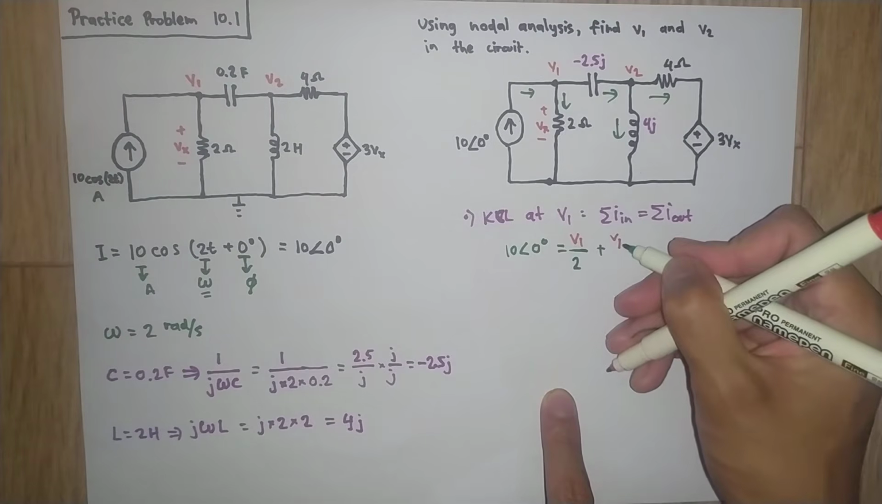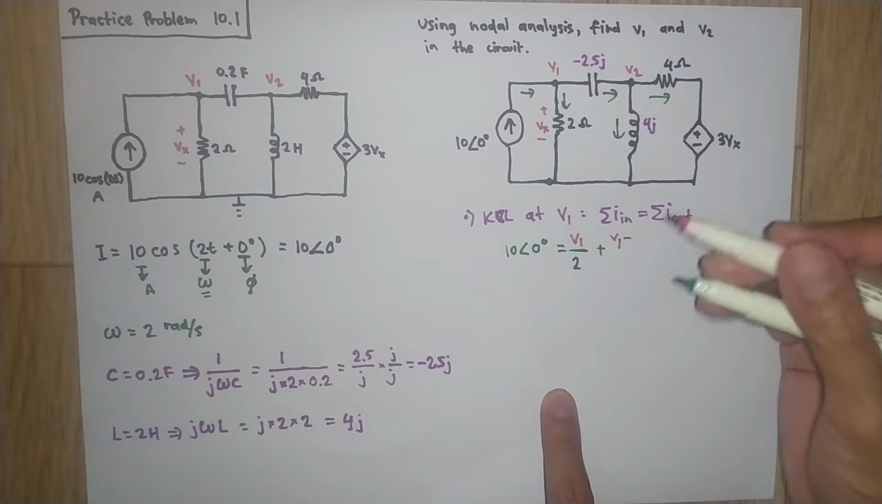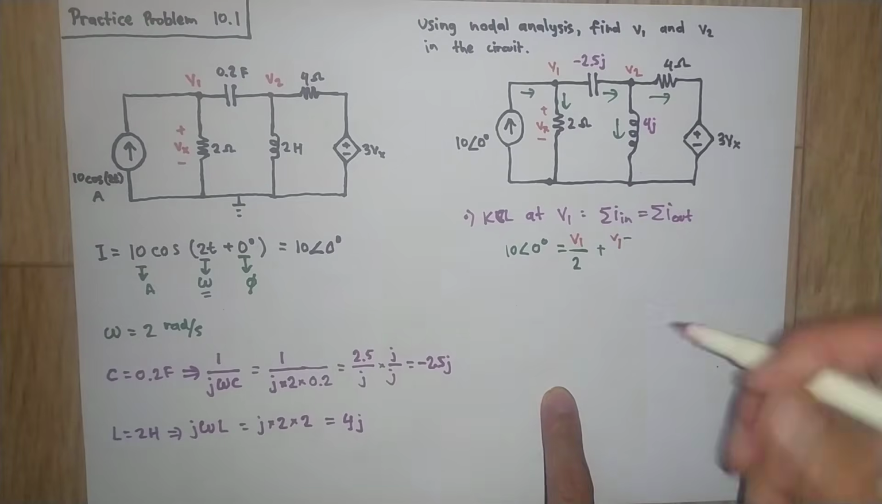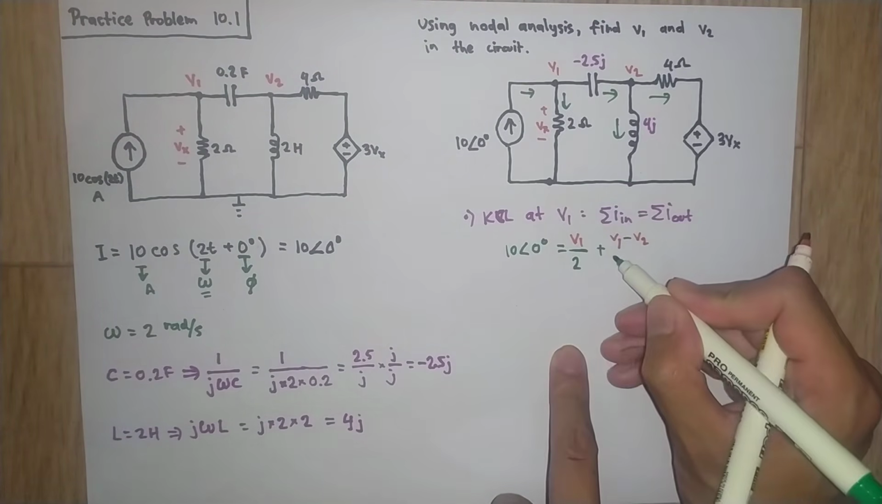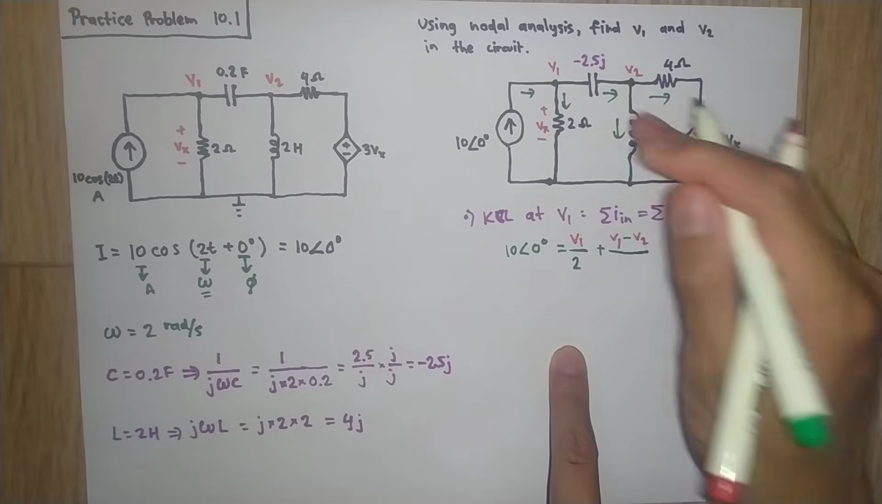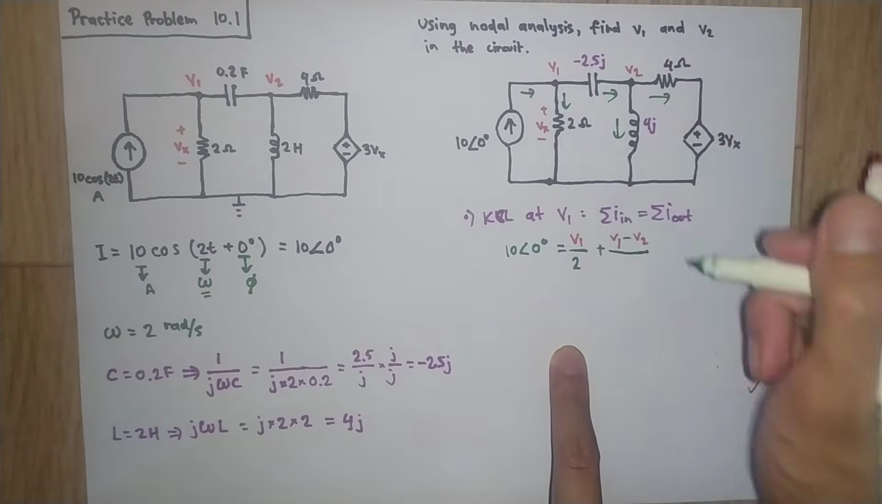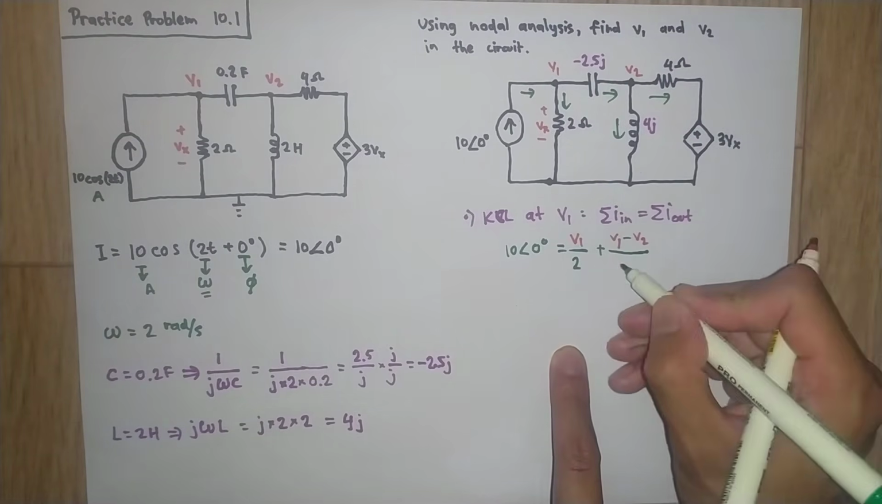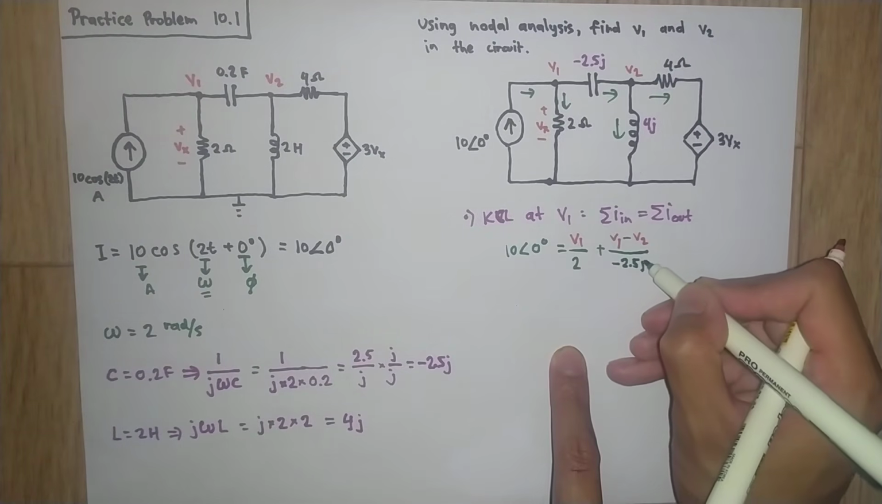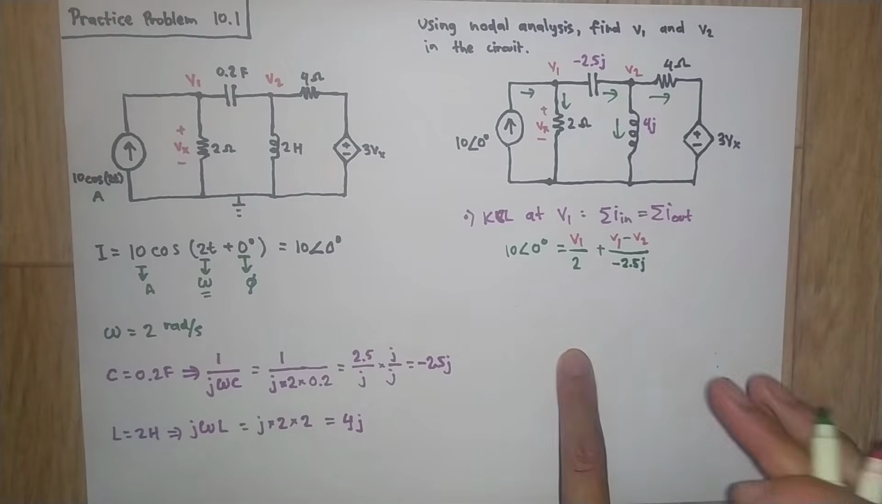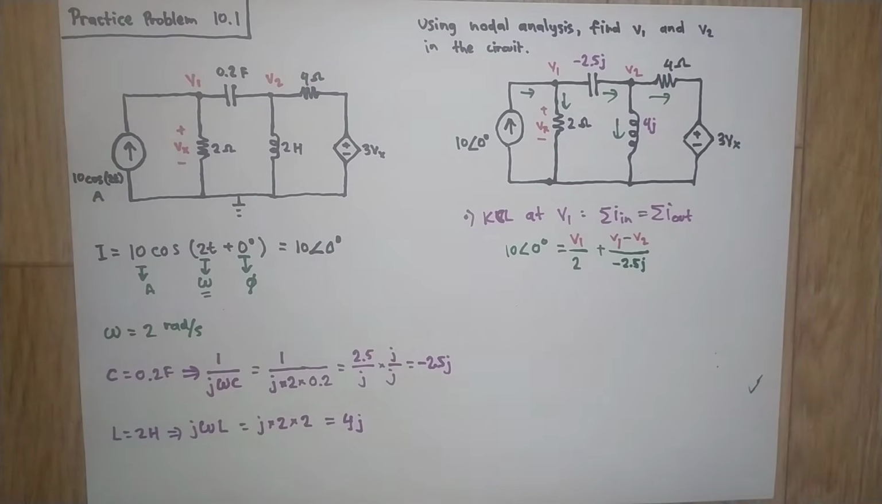V1 minus V2, V1 minus V2 divided by this one. We can treat the capacitor here as a resistor, just like a resistor. So I will have minus 2.5J. So that's all the current that goes out. So only two currents go out.